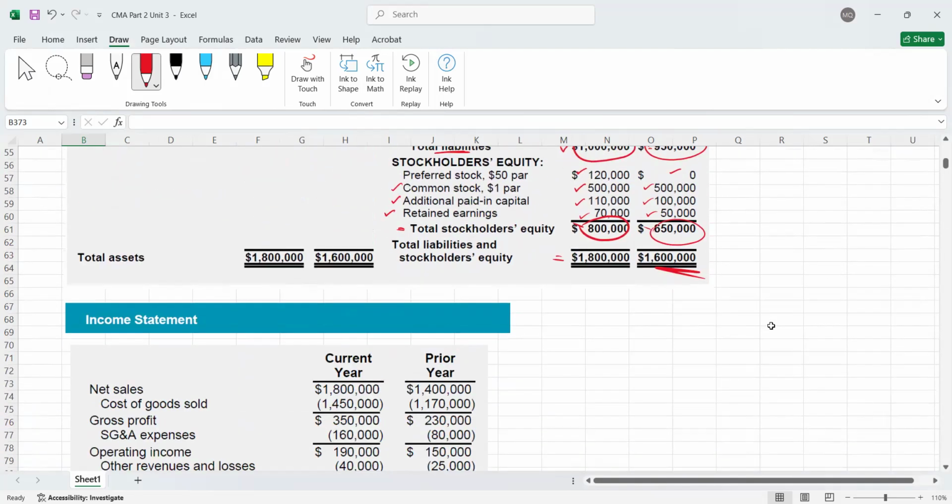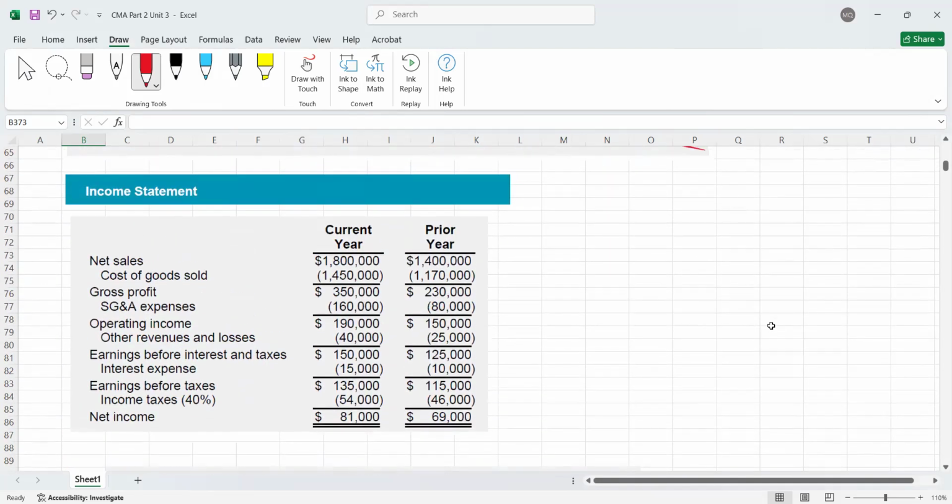Then we have the income statement also. Why am I going through these financial statements? Because we will use the data from them with the examples, and then we will work through a couple of exam-standard questions at the end of the session.